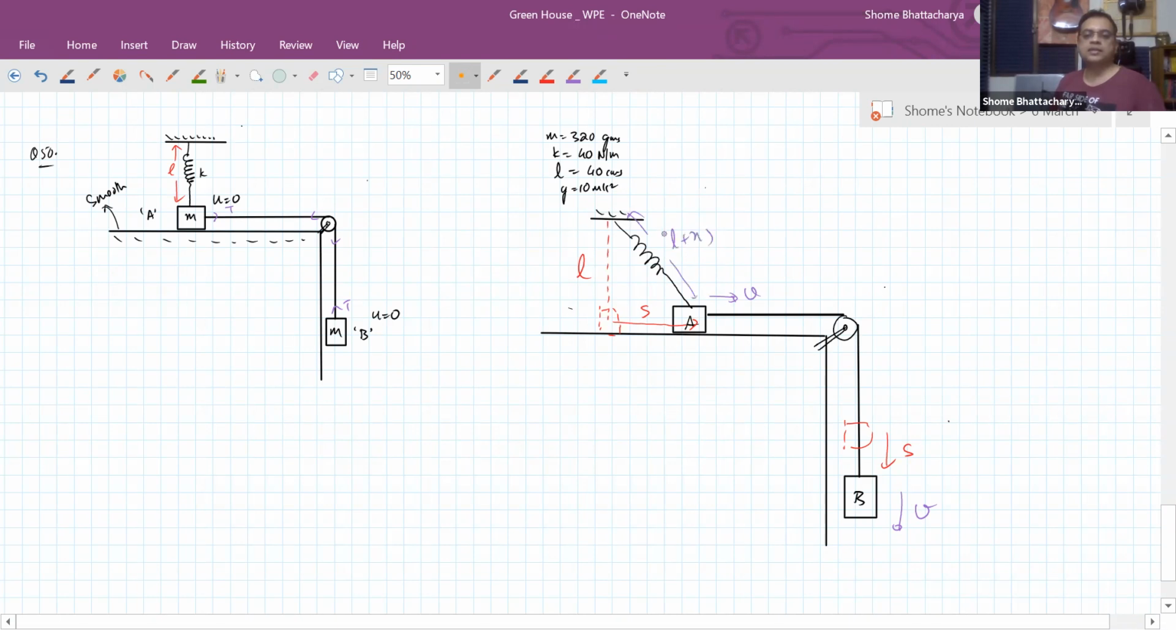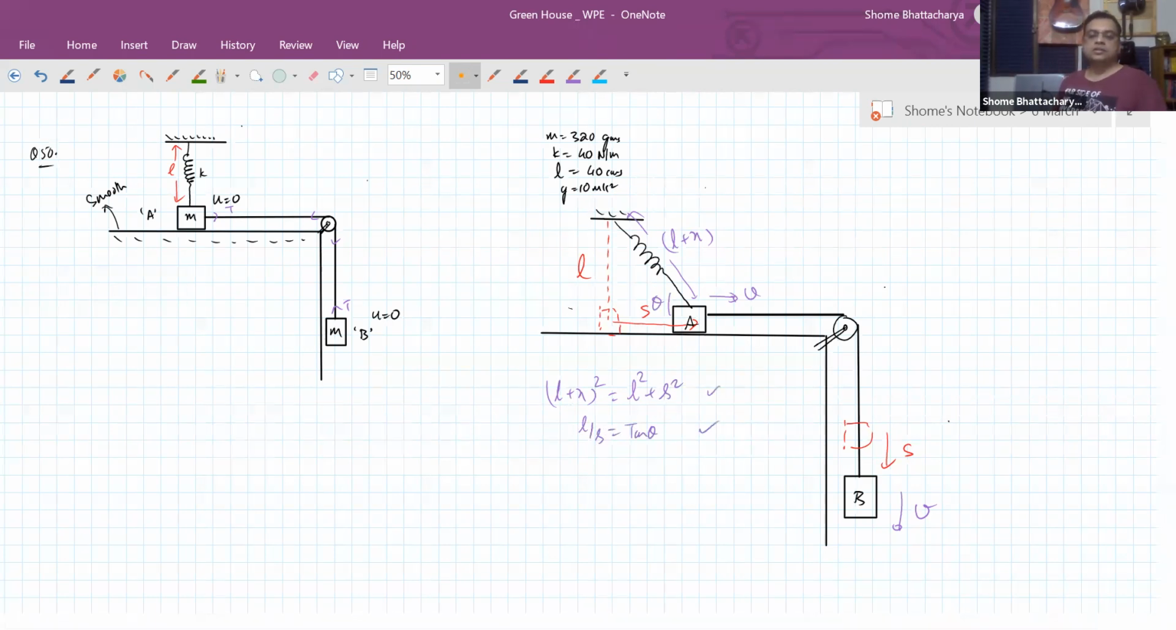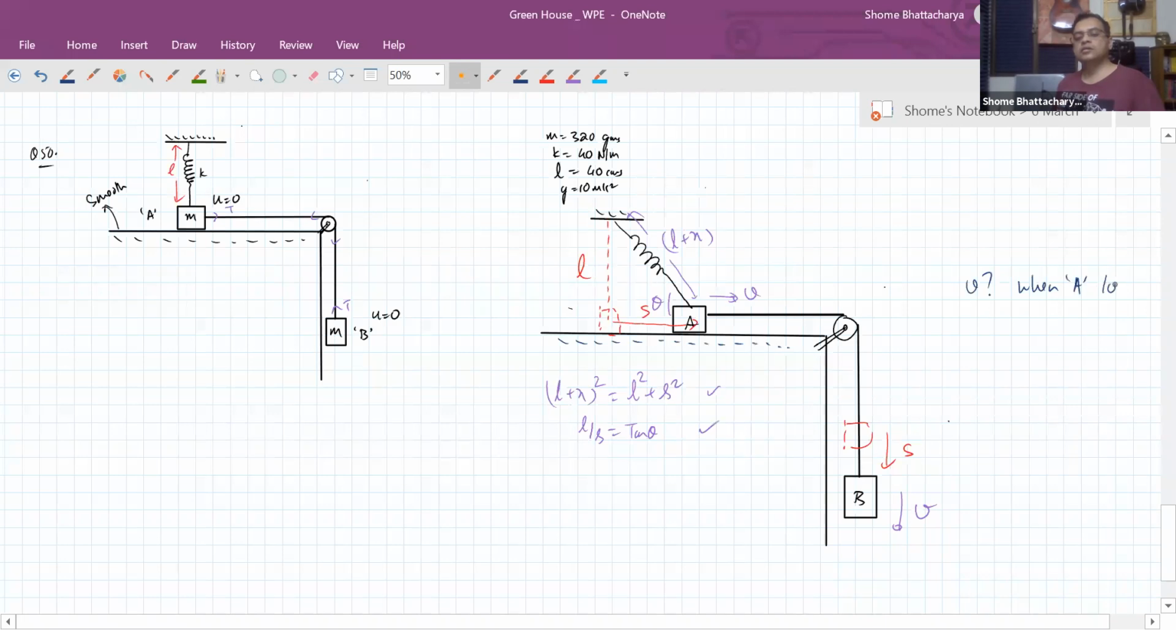So it has become L plus x, where we can see that (L plus x) whole square is equal to L square plus s square. Or if we take this angle as theta, we can see that L by s is equal to tan theta. See these equations, okay? Now we will apply the condition on the block A to lose contact, because we have to find v at the instant when A loses contact with the surface.